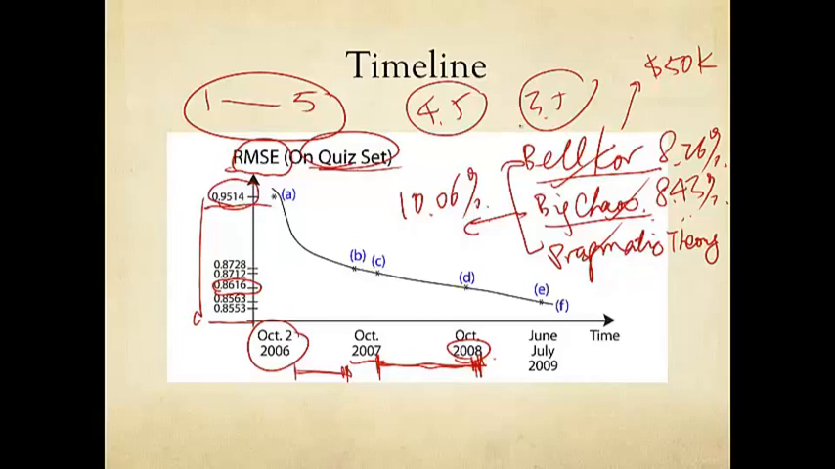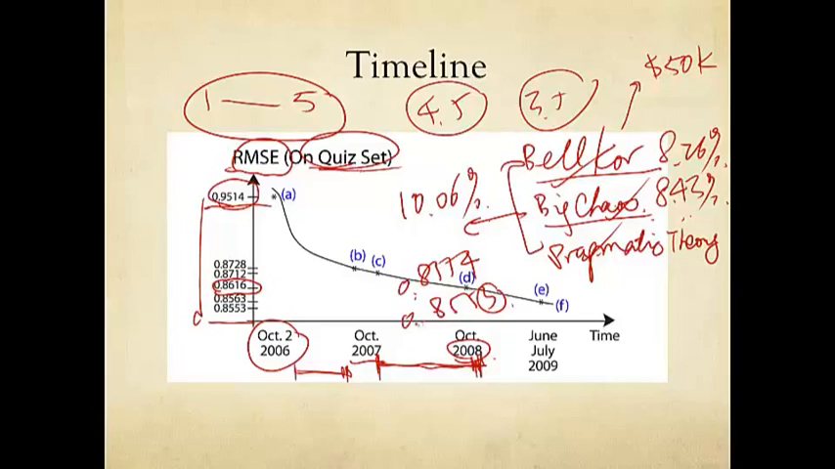One team is this BellKor's Pragmatic Chaos, which got an RMSE of 0.8554. The other is called The Ensemble, which got 0.8553. Actually, that's slightly better. But remember, that's on the quiz set. The final prize will be determined on their performance on the test set that no one has seen yet, or no one has been using yet.